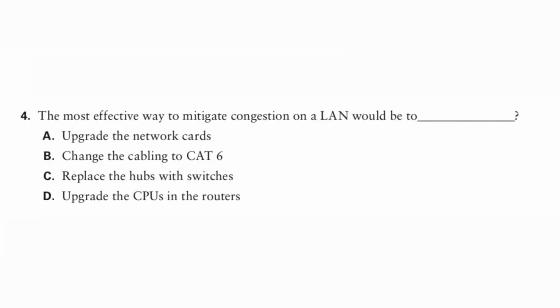Number 4. The most effective way to mitigate congestion on a local area network would be to A. Upgrade the network cards. B. Change the cabling to Cat6. C. Replace the hubs with switches. Or D. Upgrade the CPUs in the routers.